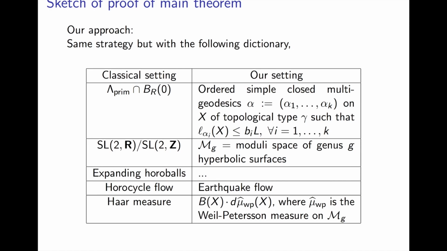appropriately defined horoballs in this setting, and that's going to be explained in the second part of this talk. Instead of considering horocyclic flow, I'm going to consider earthquake flow, and I'll also mention what that is in the second part of this talk. And things won't equidistribute to the natural counterpart of Haar measure here, which is the Weil-Petersson measure on moduli space, but they'll equidistribute with respect to some density, which is the Mirzakhani function, times the Weil-Petersson measure. Yeah, so that's the global idea of what is going on.